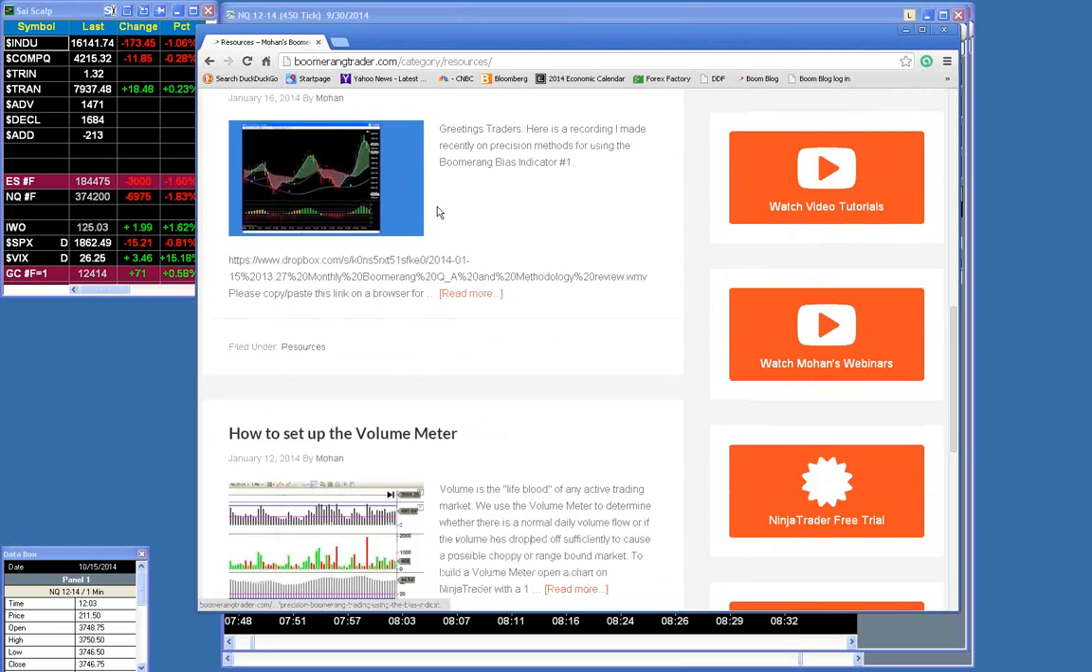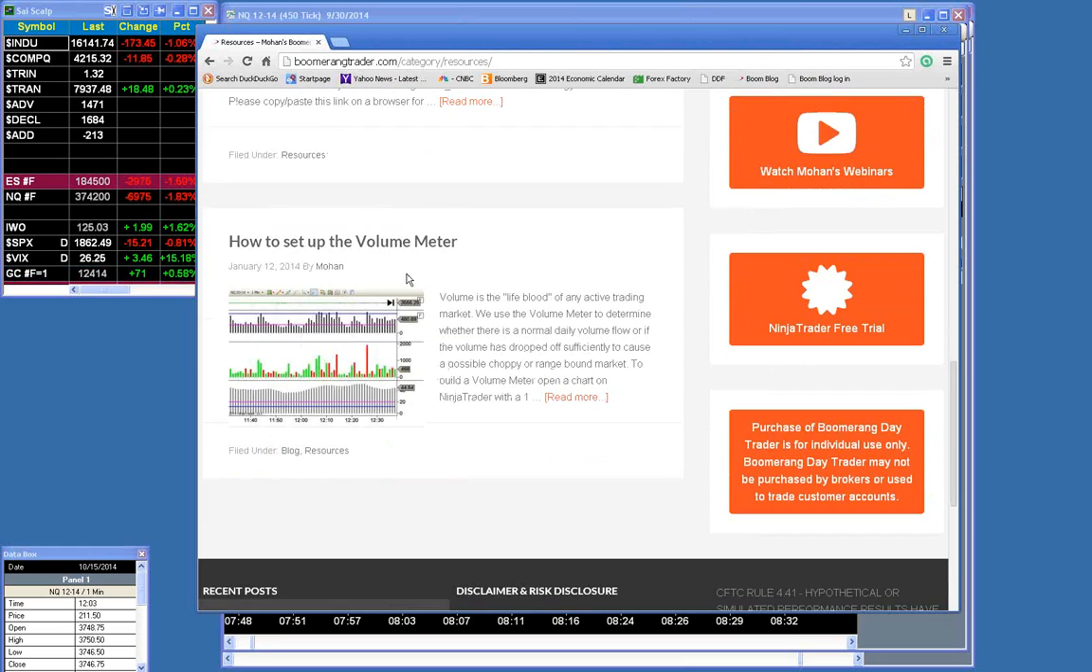Bias Index 1, this is a good one. But here's what I want to refer you to. How to set up the volume meter. You need to know where the volume is.